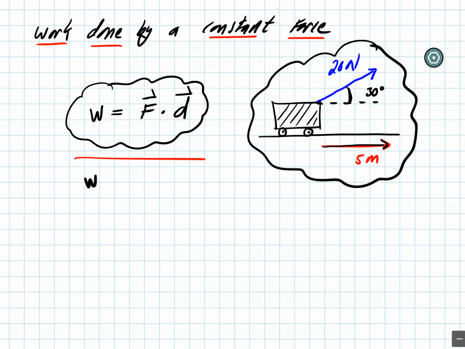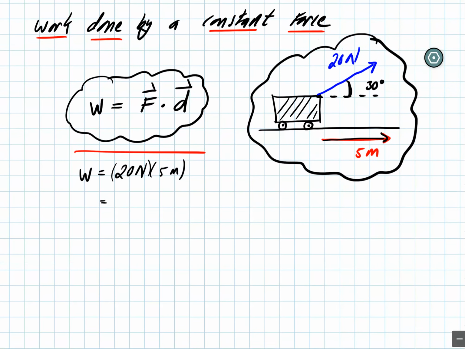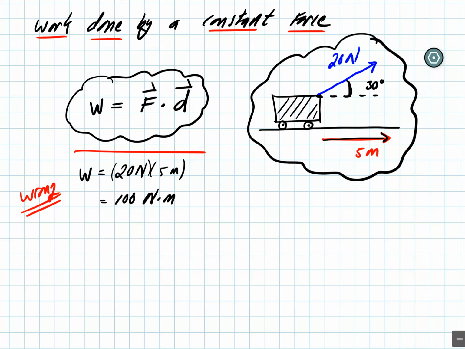All right, so here you go. I'm going to say that work equals, okay, what was the force? 20 newtons. And this is multiplication. And so I'm going to take 5 meters, and this is wrong, by the way. You're going to get 100 newton meters.